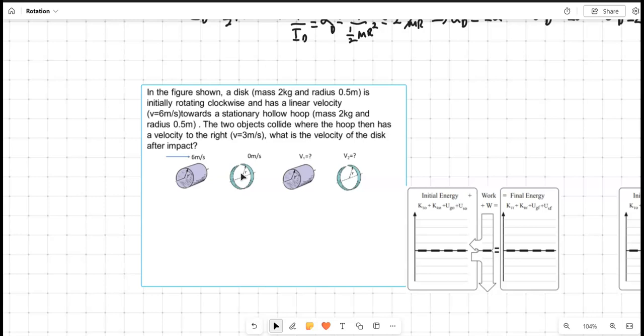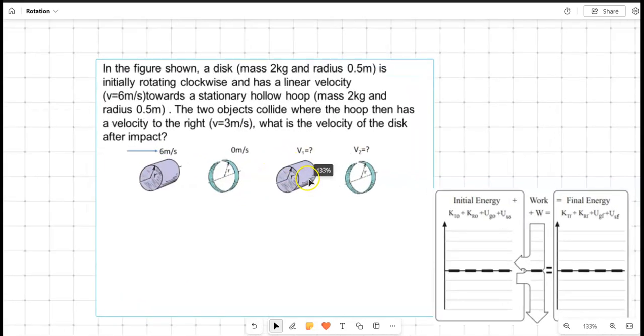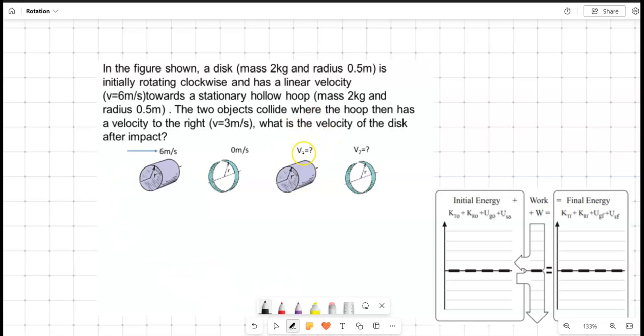They both have the same mass and the same radius, a mass of 2 kilograms and a radius of 0.5 meters. The disk is moving with a linear velocity of 6 meters per second, rolling towards a stationary hoop. When they impact each other, the question is asking what is going to be the final velocity of the disk, and what is the final velocity of the hoop. Okay.